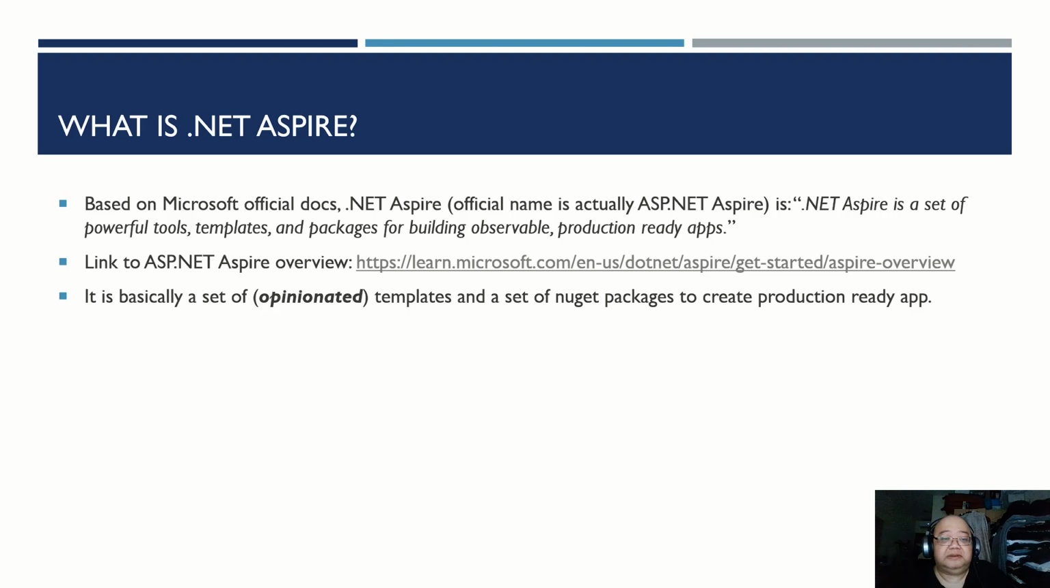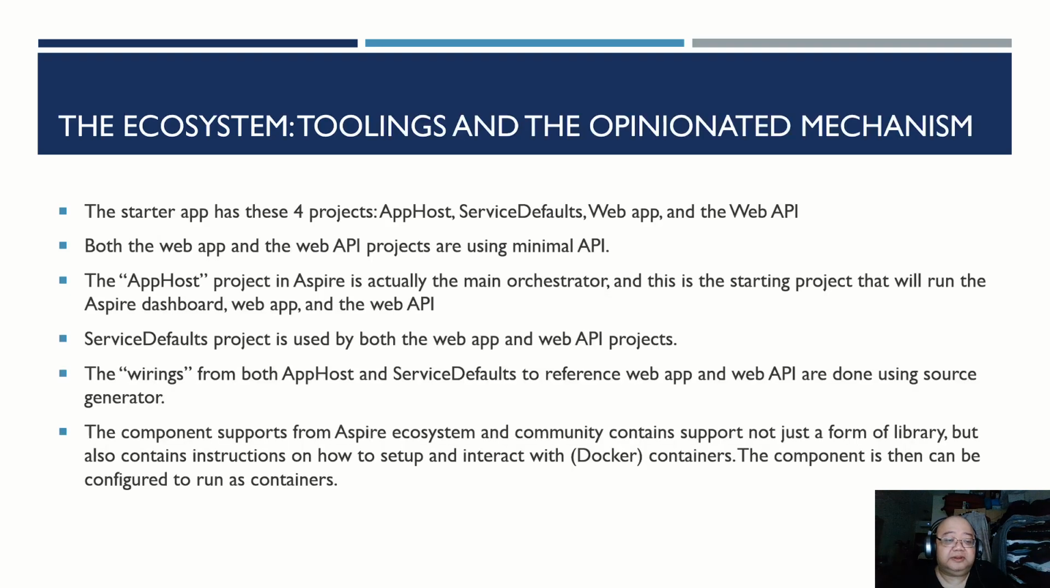Okay, now let's move on to the ecosystem. Just a quick recap. We all know that there are the AppHost and the service defaults, the basic elements within Aspire to ensure that Aspire runs successfully, and then the other web projects that are used in the AppHost and service defaults.